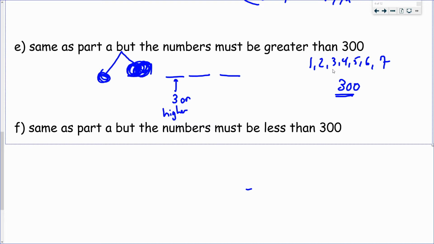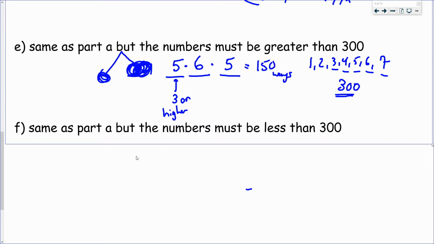Okay, so how many numbers do I have that are higher than 3 or equal to 3? So 1, 2, 3, 4, 5. So I got 5 options here. Now again, there's no repetition, so I have 5 options for this number. I had 7 to pick from. I've used the number, so that means there's 6 left. And then for the last digit, there's 5 numbers left. So when you go 5 times 5, which is 25, times 6, that's 150.